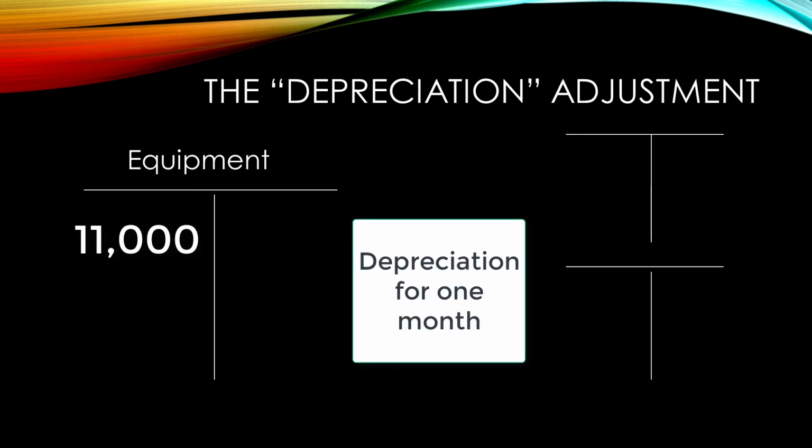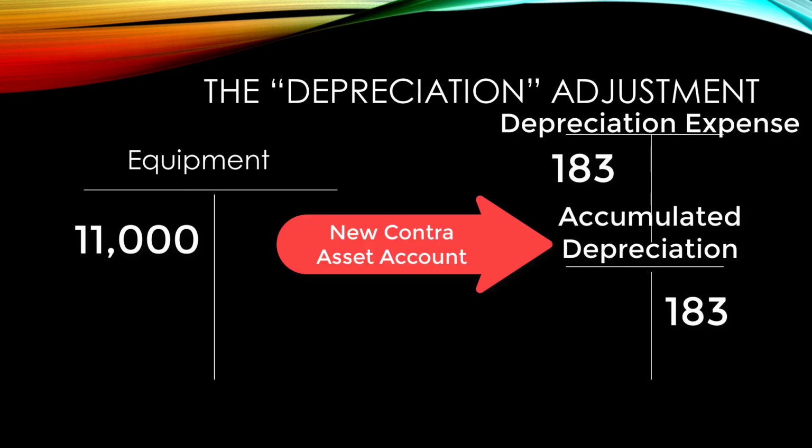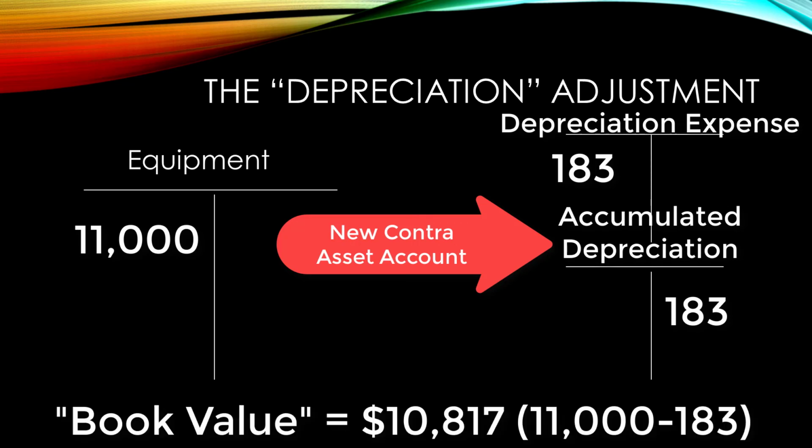The journal entry to record the depreciation includes a debit to depreciation expense and a credit to a brand new contra account called accumulated depreciation. The purpose of the accumulated depreciation account is to accumulate the depreciation as the asset is depreciated. It will help bring the asset's book value down on the balance sheet. Book value is a new term for us. Book value is equivalent to the cost of the asset less the accumulated depreciation.